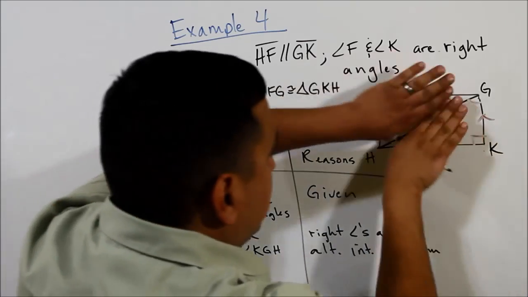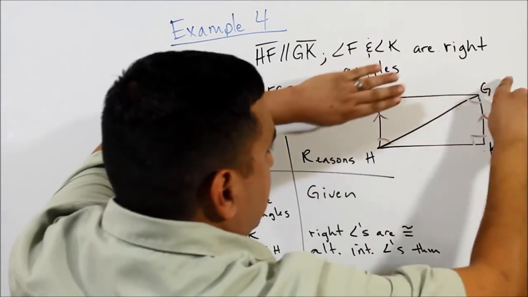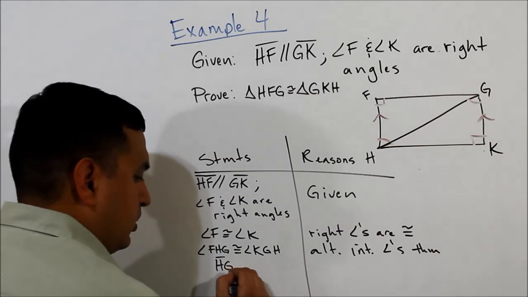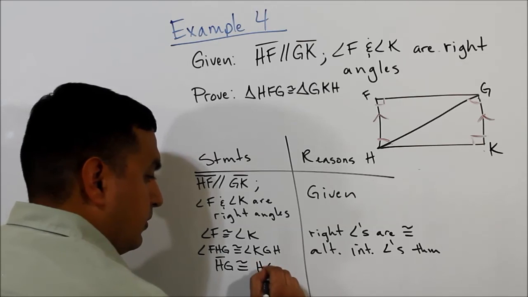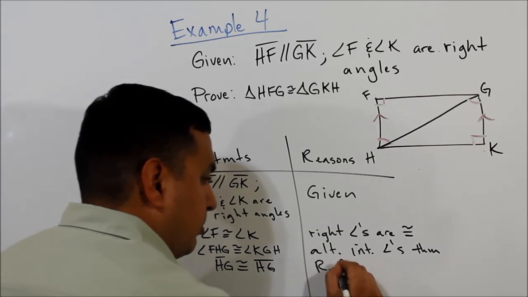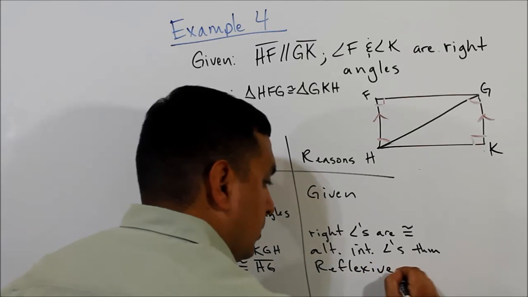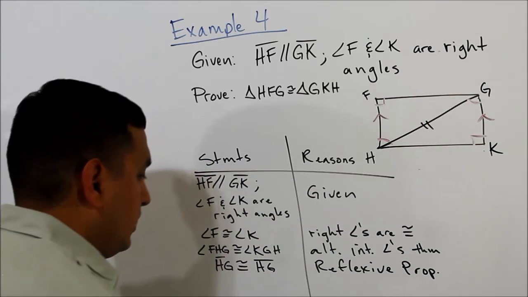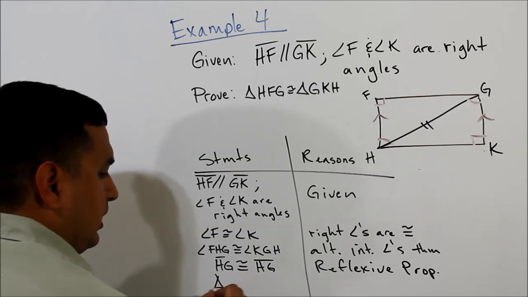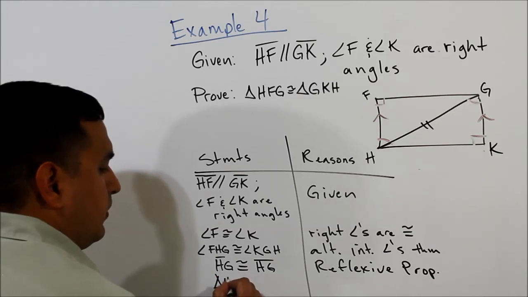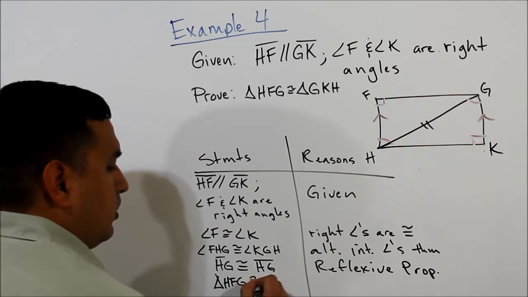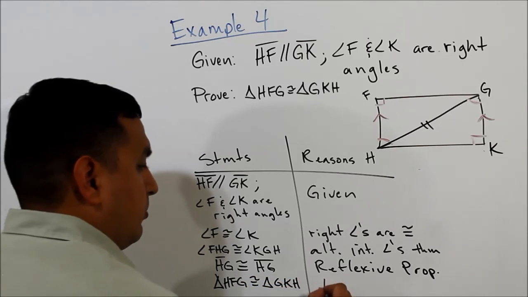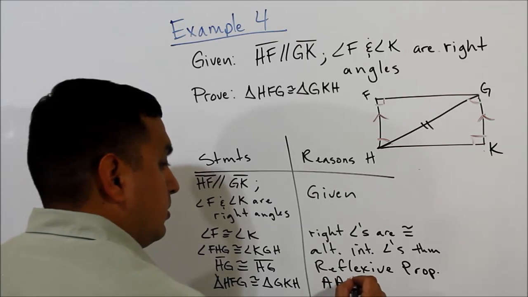Now, these two triangles are sharing this side right here, this hypotenuse HG. So I can always say that HG is congruent to itself because of the reflexive property. So I know this side is congruent to itself, which tells me that triangle HFG is congruent to triangle GKH because of my angle, angle, side theorem.